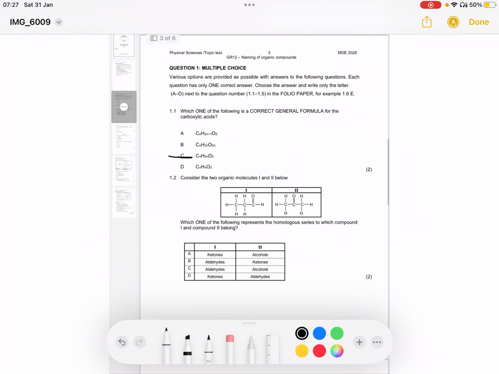Now, number 2 will be the decider. 2 is a ketone because the carbonyl group is between 2 carbon atoms. So therefore that is a ketone, and that makes the answer 1.2 B, right?